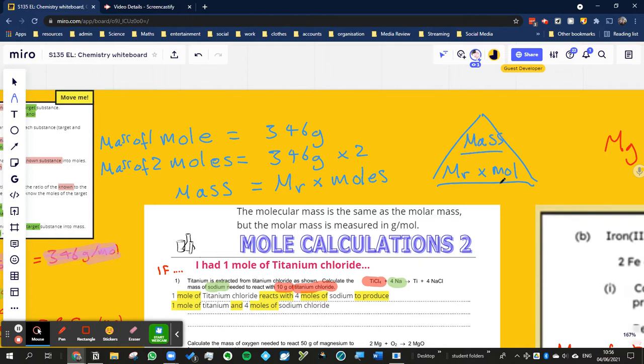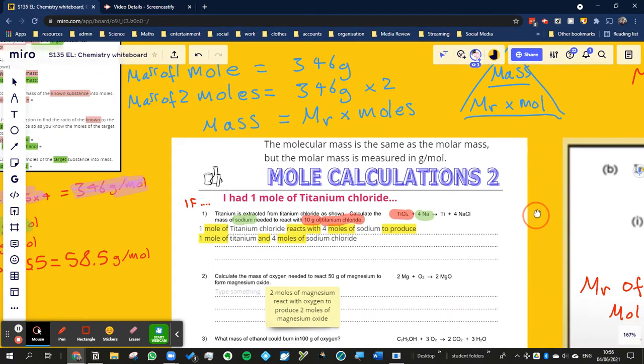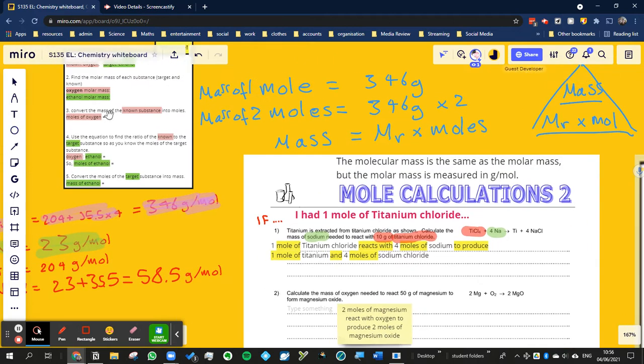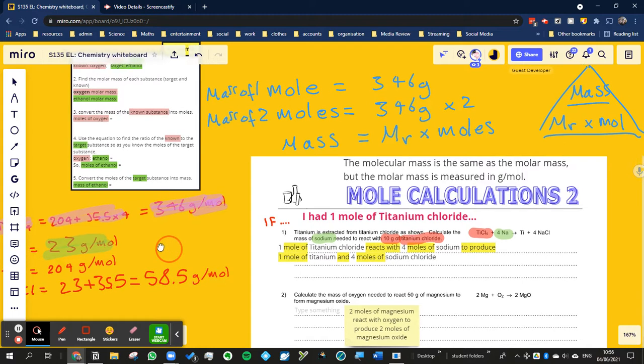So now we've got a formula triangle as well, and we can calculate whatever we want using this formula triangle. What did it say in our stages? Convert the known substance into moles. So we've got the mass of the known substance, which is 10, and we've got the molar mass, or Mr, or the molecular mass, which is 346.